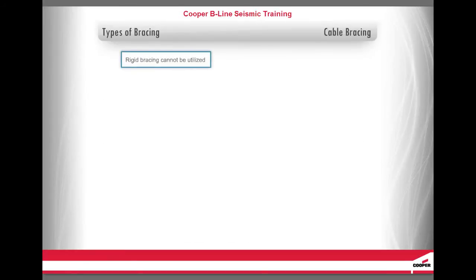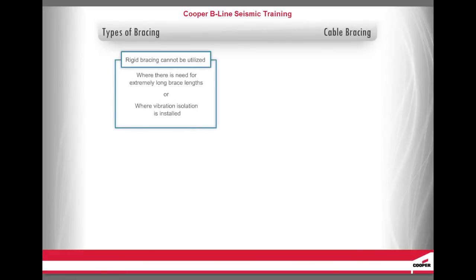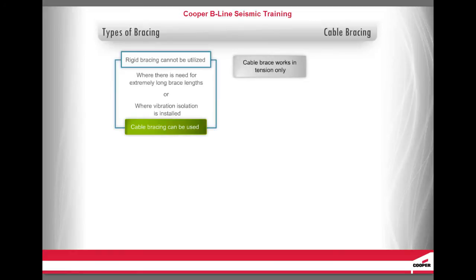In instances where rigid bracing cannot be utilized, such as the need for longer brace lengths or where vibration isolation is installed, cable bracing can be used as an alternative option. For a cable brace, since it works in tension only, 2 seismic brace assemblies are required at each brace location. In comparison to rigid bracing, there is an increased cost for both material and labor, but in some cases it is the only choice available.